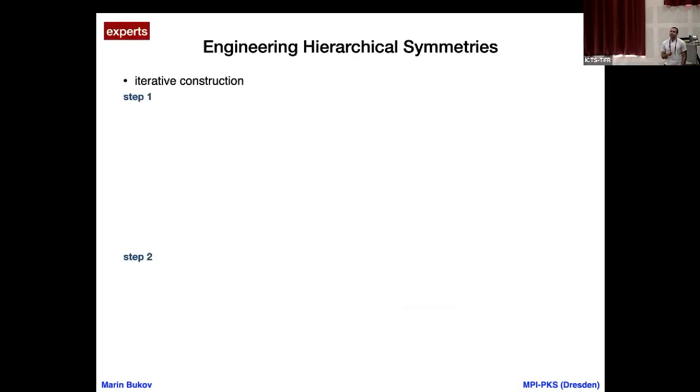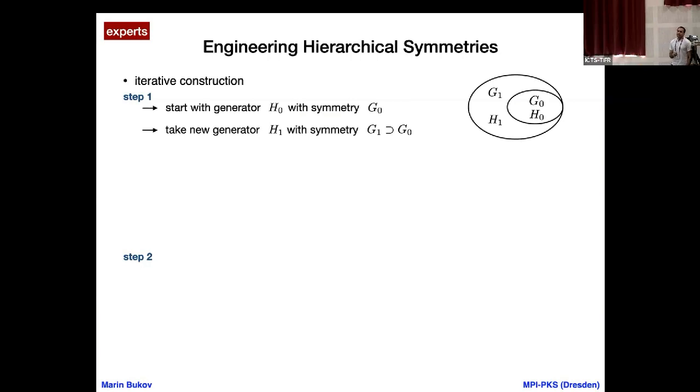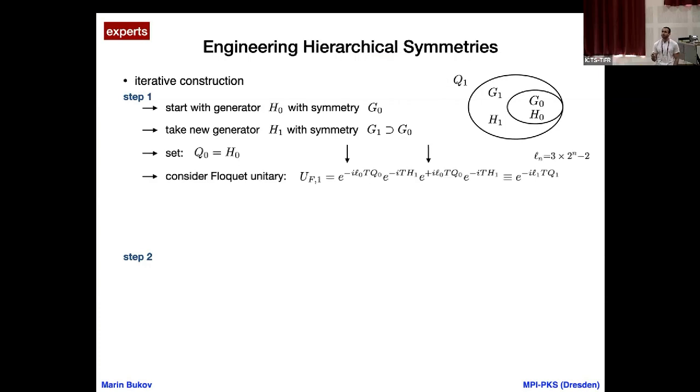So in order to construct the protocol, we're going to be using 2 steps. Now, in step number 1, let us start with some generator H0 that obeys a symmetry group G0. Now let me take a second generator, H1, and this H1 will have a larger symmetry group G1, and in particular, the previous group G0 is a subgroup of G1. Next, we're going to set the generator Q0 to be equal to H0, and we're going to consider the same sequence that I just showed you, the same echoing out sequence.